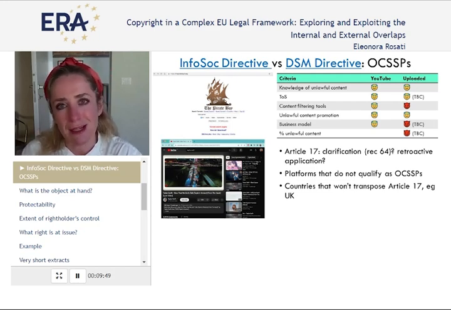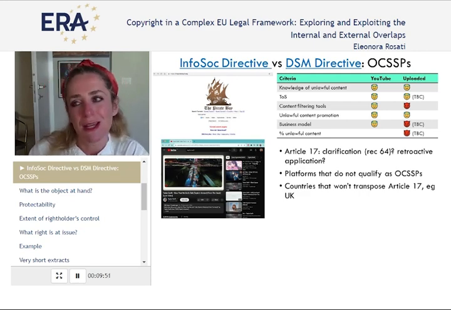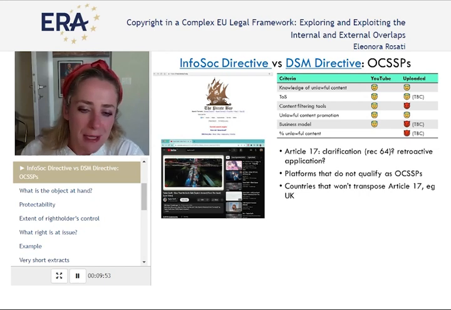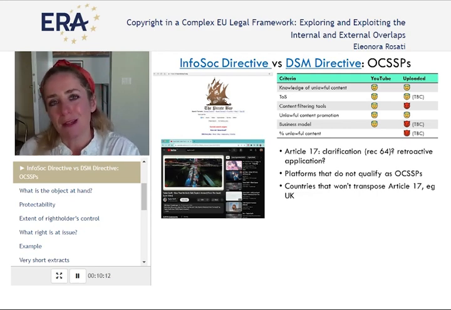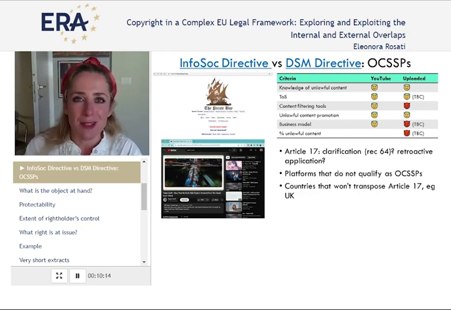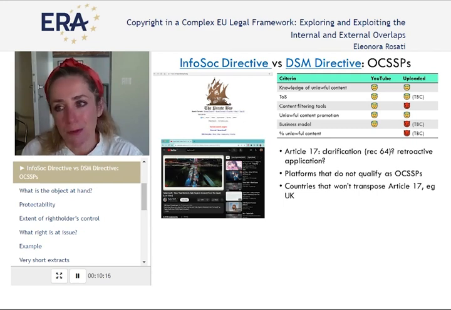And the second result, closely connected to this, is that there might not be any retroactive application of Article 17. So it is not possible for a right holder to bring a claim for content that was present on YouTube starting 2015, and so claim that Article 17 would apply retroactively since the date of the upload. These claims now appear precluded.